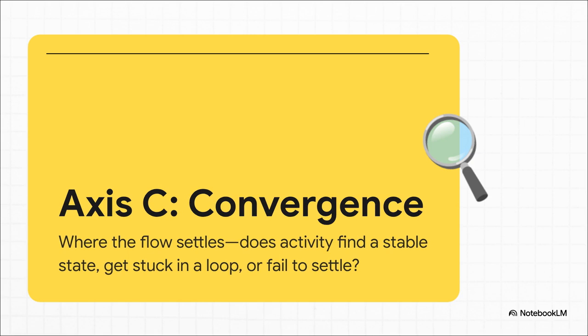And then finally, axis C is convergence. And this is all about where the water ends up. Does the flow settle into a calm lake, a stable, balanced state? Or does it get trapped in a whirlpool, just looping endlessly on itself? Or maybe it just floods and fails to settle anywhere coherent at all.